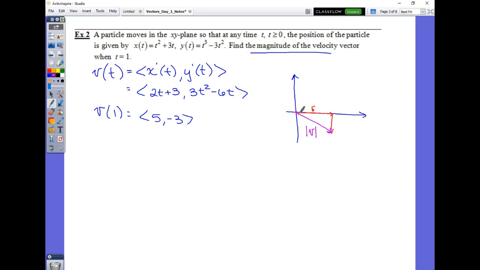So if I want to find the distance from this position to that position over here, I really need to use my knowledge of triangles to show that the magnitude of v at 1 is going to equal the square root of the x variable squared plus the y variable squared. There's 5, there's my 3. Using the Pythagorean theorem, 5 squared plus 3 squared should give me the hypotenuse. And that's what we're supposed to do.